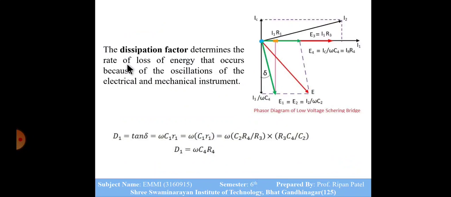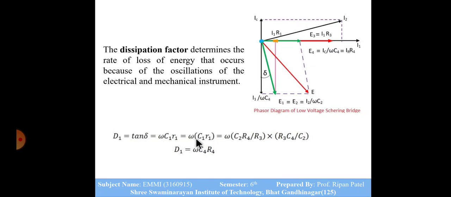Okay, now the dissipation factor determines the rate of loss of energy that occurs because of the oscillation of the electrical and mechanical instrument. Okay, so dissipation factor equal to tan delta, and that is nothing but omega C1 R1. okay, अब C1 R1 क्या है? तो omega C1 R1, तो इसकी जगह आई कैन राइट C2, बिकॉज आई हैव ऑलरेडी फाइंड द वैल्यू ऑफ C1 का हमने आगे इक्वेशन डिफाइन किया है.